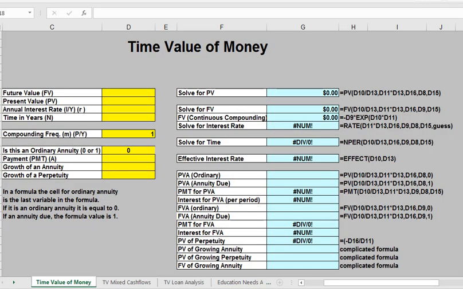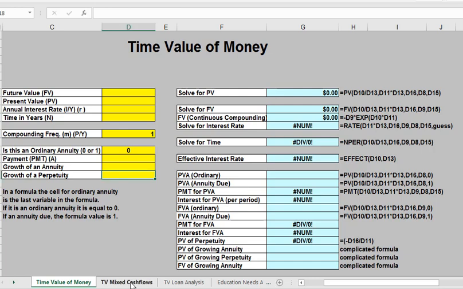In this video, we're going to look at some other specialty kinds of questions with respect to the time value of money. In the time value of money workbook, at the bottom, if you see the tabs at the bottom, there's a tab that talks about mixed cash flows, loan analysis, and educational needs analysis. So let's first take a look at the time value of mixed cash flows.